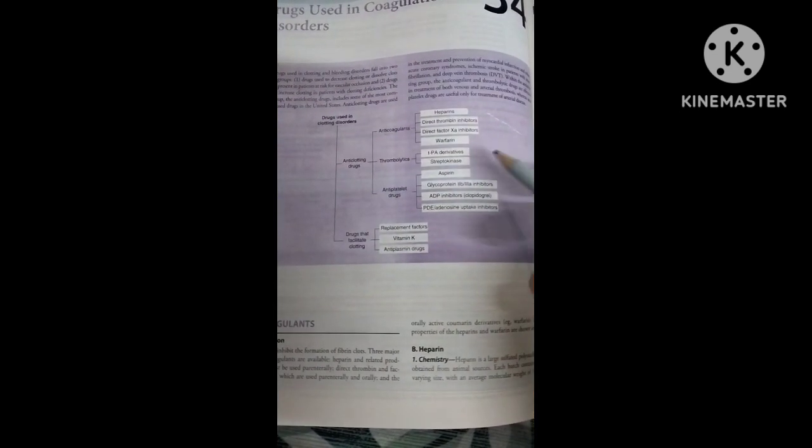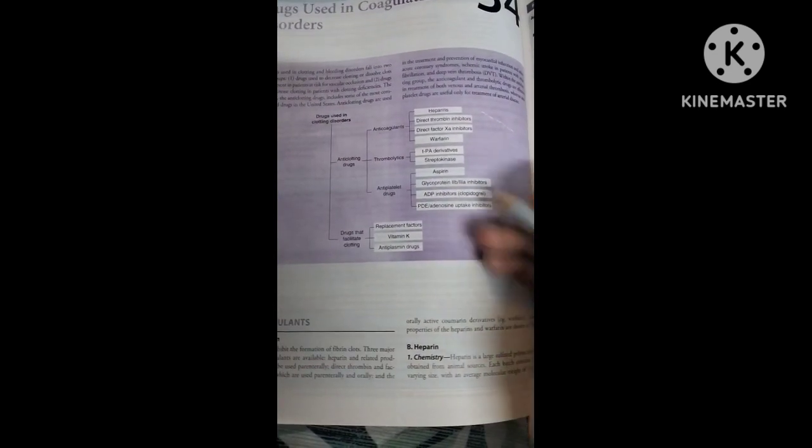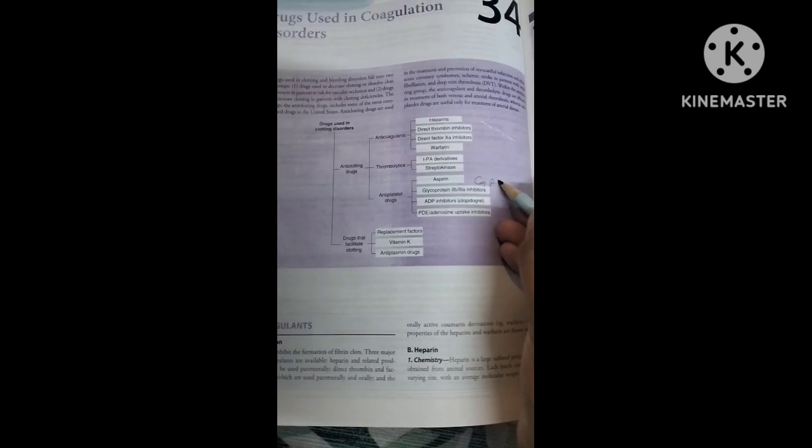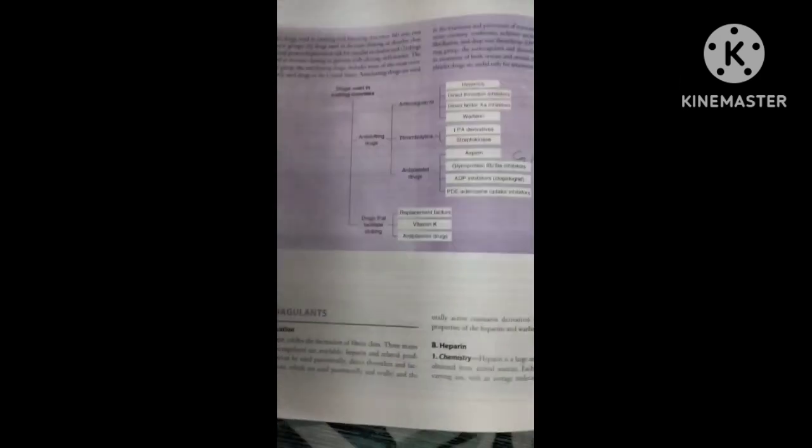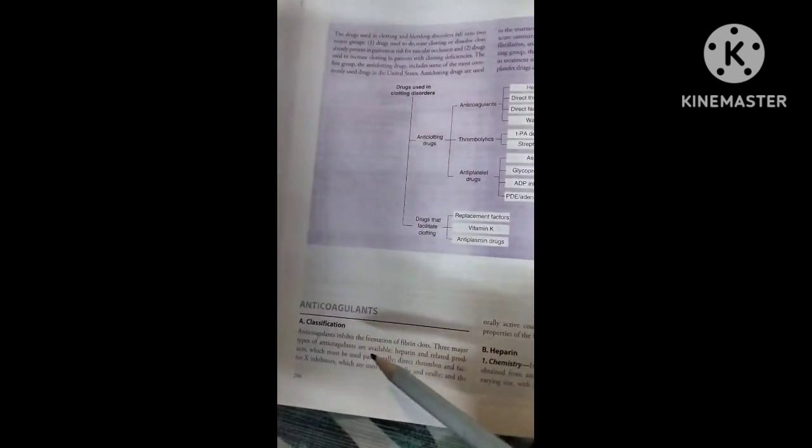For the antiplatelet drugs, please remember aspirin, and also remember glycoprotein 2B or 3A inhibitor, and then remember the ADP inhibitor, clopidogrel, and for the PDE or adenosine uptake inhibitor, which is phosphodiesterase or adenosine uptake inhibitor. The anticoagulants inhibit the formation of fibrin clots.